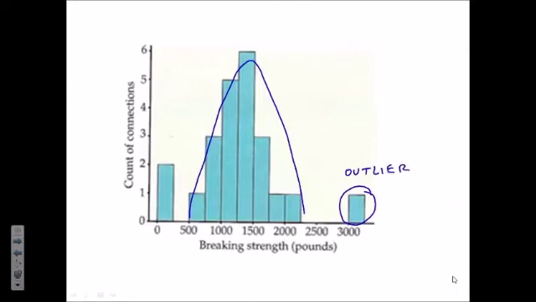It's far away from the rest of the distribution. Also, you could consider these scores too as outliers. They are extreme scores.